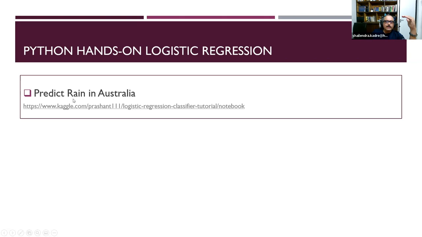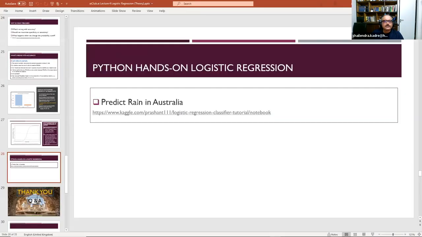Then we have this example: predicting rain in Australia. I think we will take this up in the next class. I'll explain this case to you. Based on multiple variables, we are going to predict whether it is going to rain in Australia or not. We have the Australian weather department data, and based on that, we will predict whether it is going to rain or not. Okay, so this is what it is.